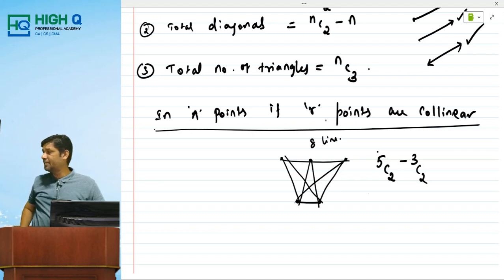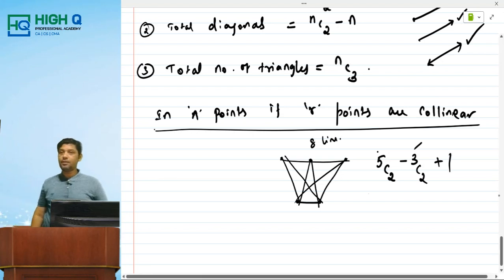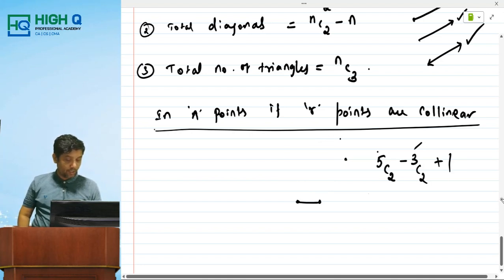After that I realize that through 3 points I can draw one line. Because of this I removed that line also. Now I will be adding it. If you simplify this, you get 8 lines. So I tried my level best to explain the concept, but I don't know how much you understood. What is needed, that much only I tell you.